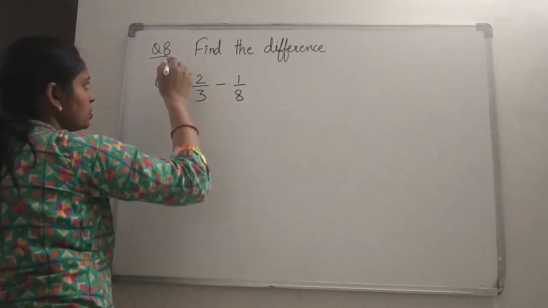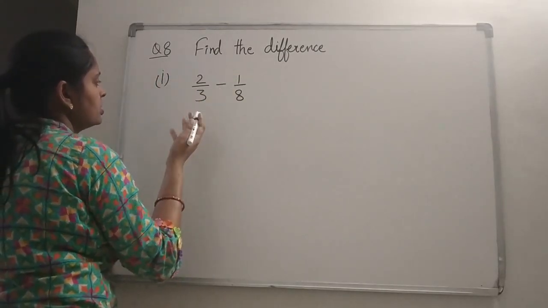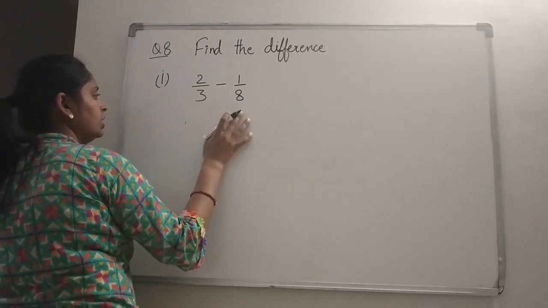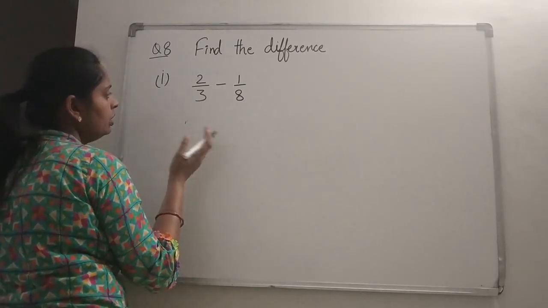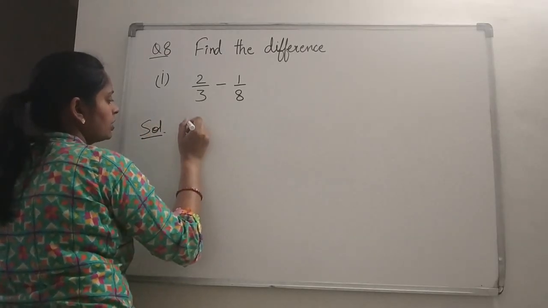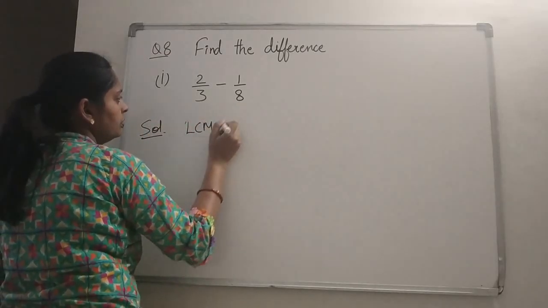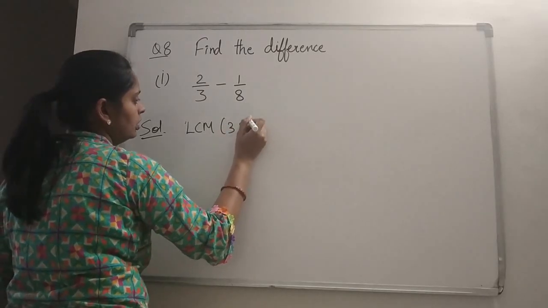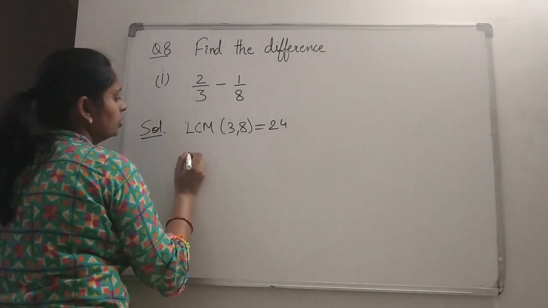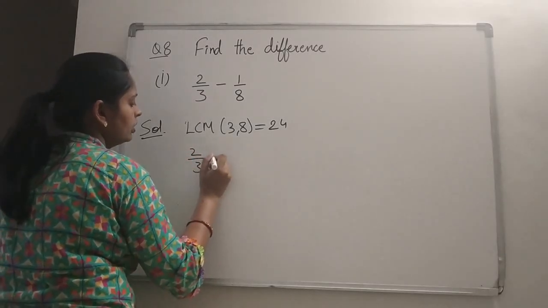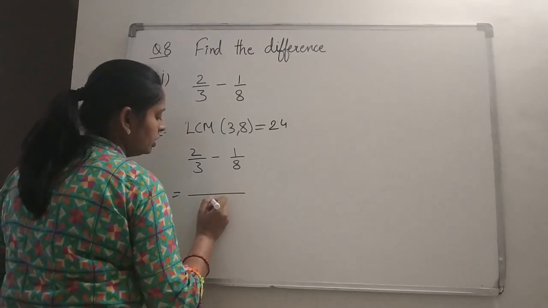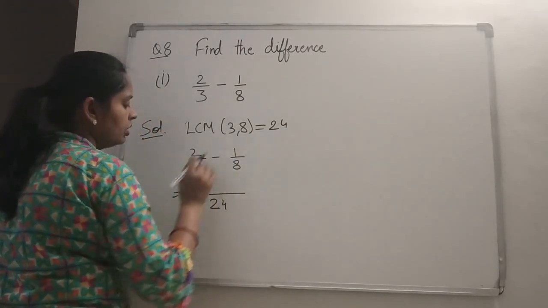Okay. Now next question is find the difference. The system is same for subtraction also. When we are having different denominators, we have to find the LCM for it. So again in this we are having unlike fractions. So LCM of 3 and 8 will go for 24. So 2 by 3 minus 1 upon 8 will have the denominator as 24 because that is the LCM we got.